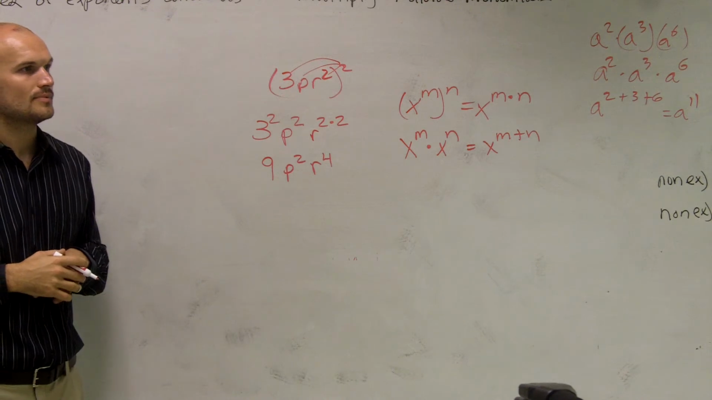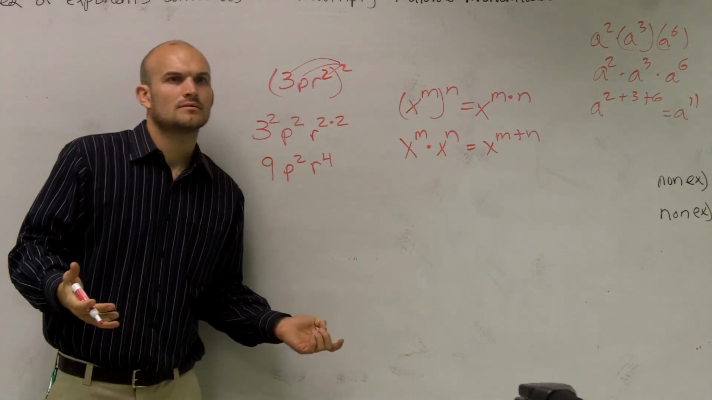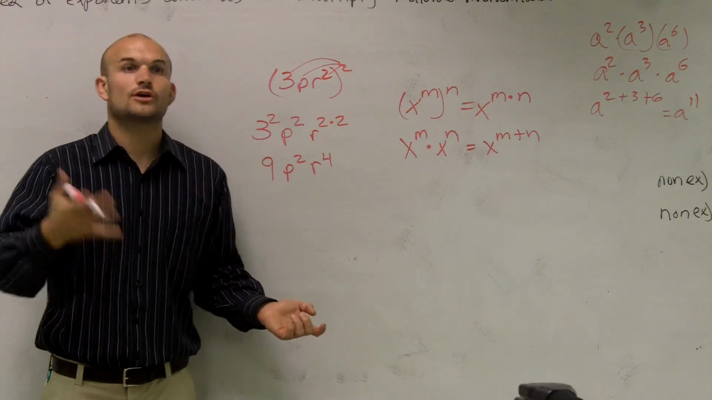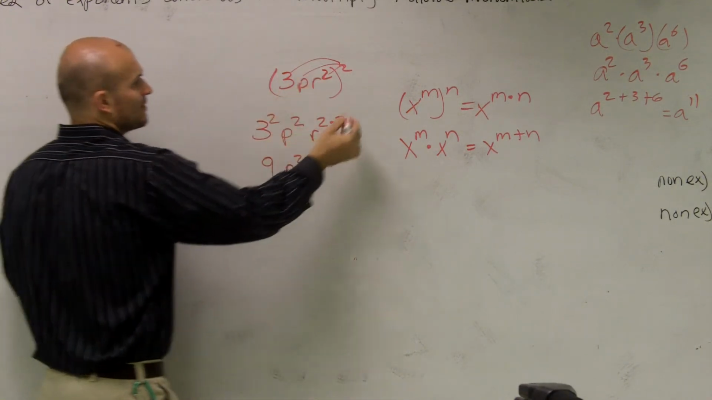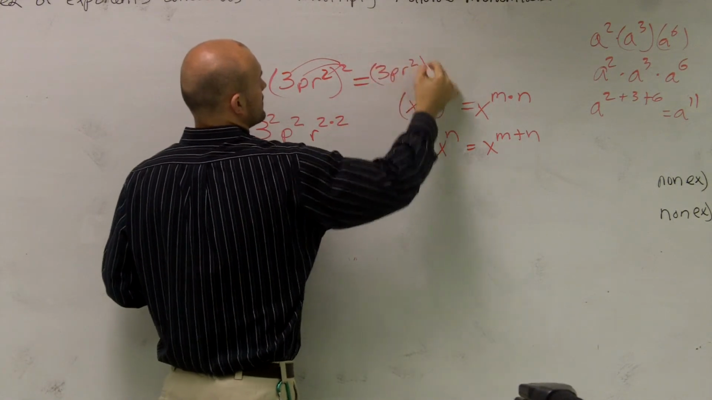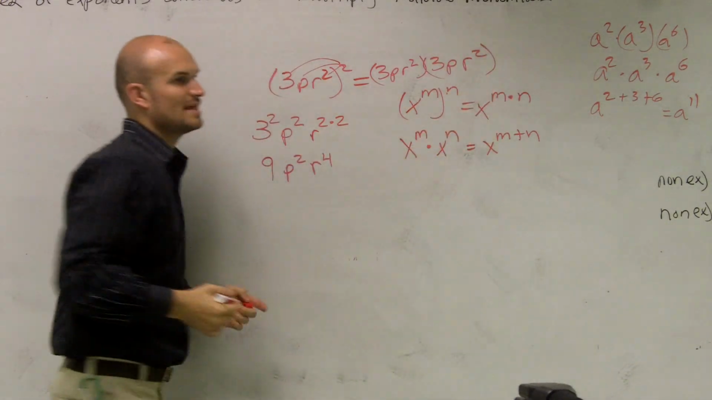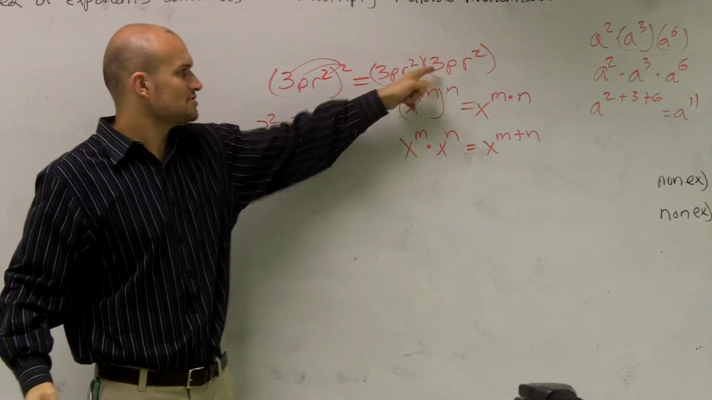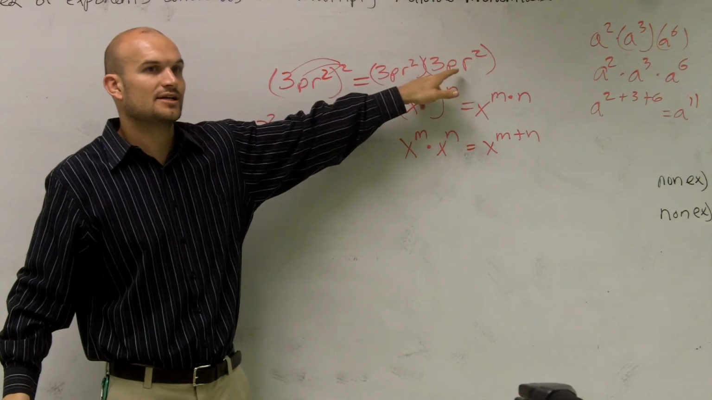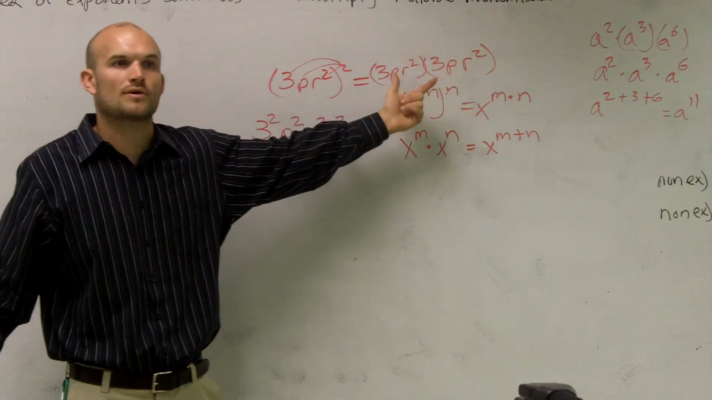Make sense? Okay. The other way you could do this, remember what I told you, this just equals 3pr² times 3pr². So, like the previous problem we worked on, just multiply them. 3 times 3 is 9. P times p is p squared. R squared times r squared equals r to the 4th.